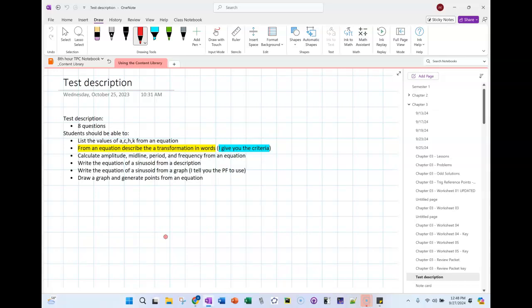Everything that you do in like 4 of these other problems is based on your ability to find the A, C, H, and K. So if you can't do that, it's a big problem.